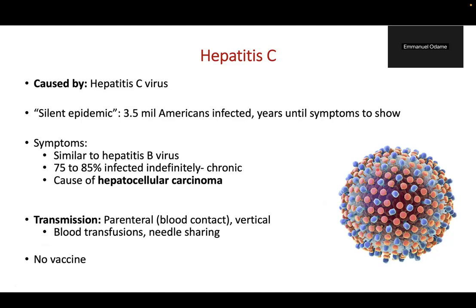Transmission is through parenteral or blood contact, and also vertical. If you have blood transfusions or share needles with people, you have to be careful. Once an infected person's blood gets onto your skin or into your blood, there's no way you can reverse this. The thing is, there's no vaccine available for this, so you have to be careful out there.